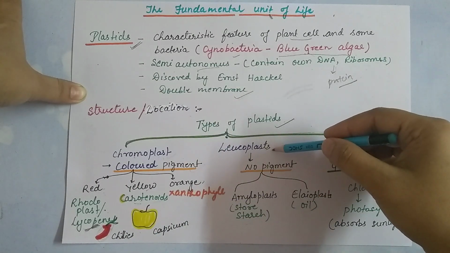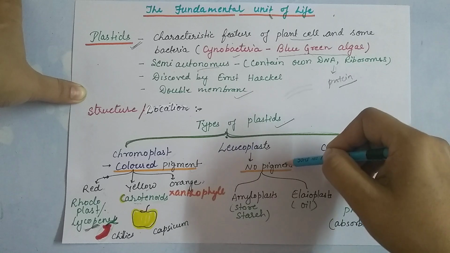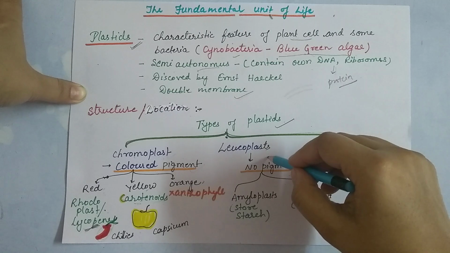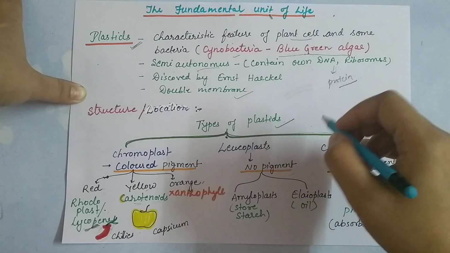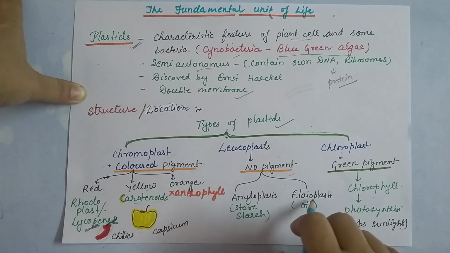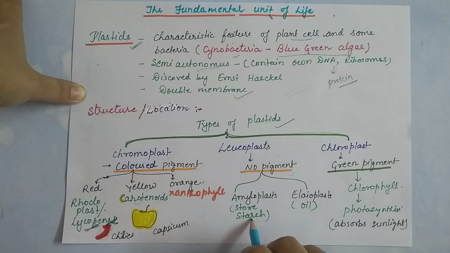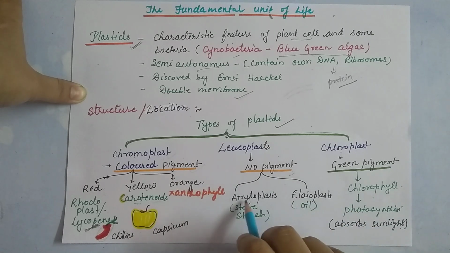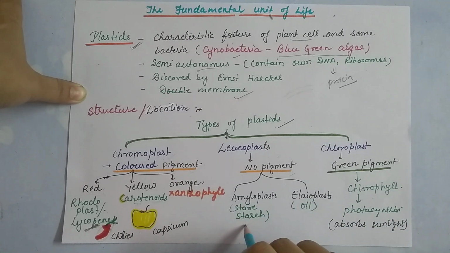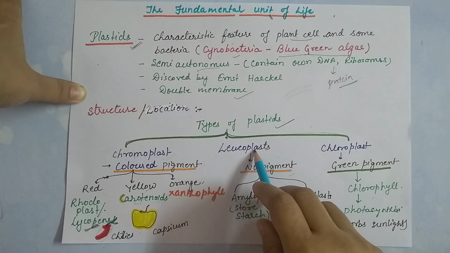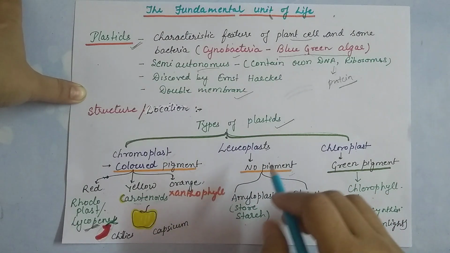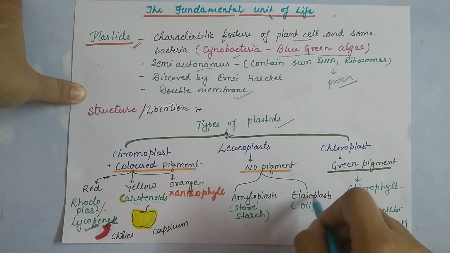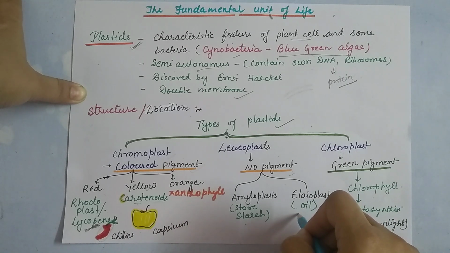Now the second one is leucoplast. This type of plastid does not contain any type of pigment. It means you will not find any pigment or any color in it. There are basically two types, amyloplast and elioplast. Basically this plastid is used for the storage of substances. Amyloplast helps to store starch and elioplast helps to store oils.